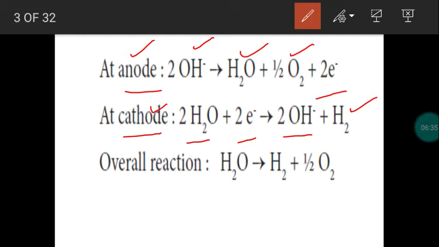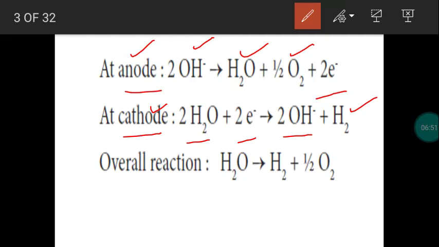So redox reaction is over. At anode, oxidation takes place. So hydroxide ion loses 2 electrons. At cathode, water molecule gains 2 electrons. It liberates hydrogen gas with the liberation of hydroxide ion.